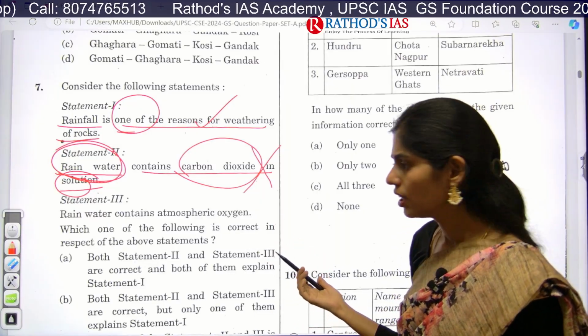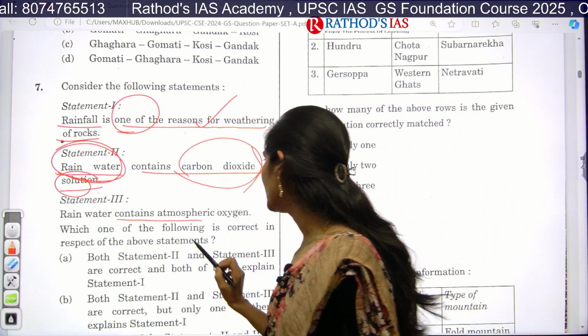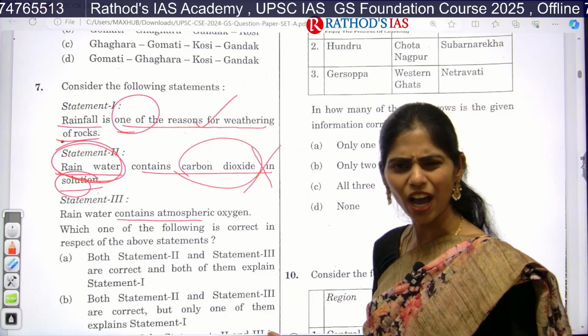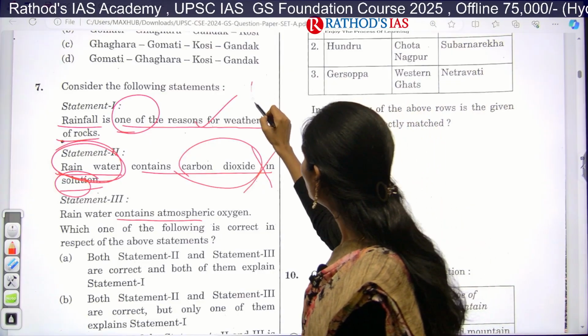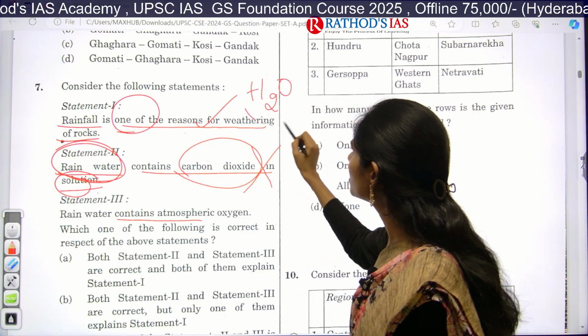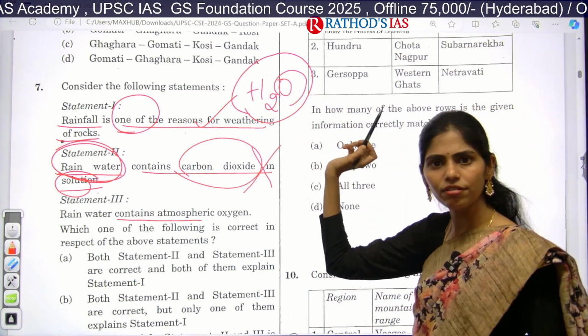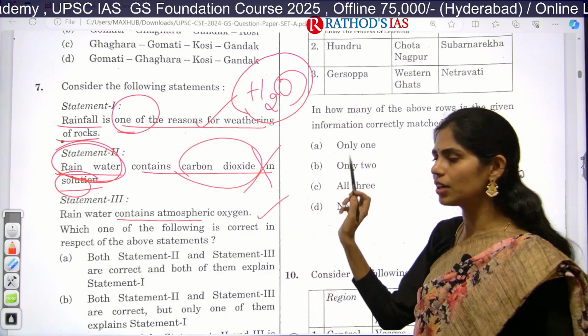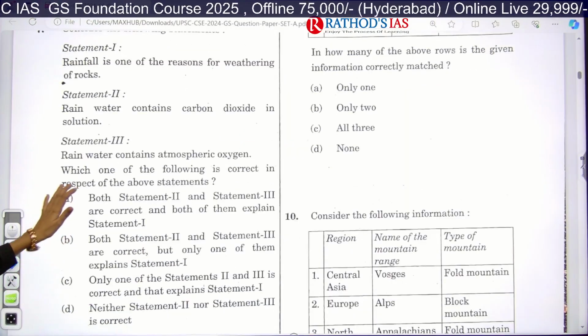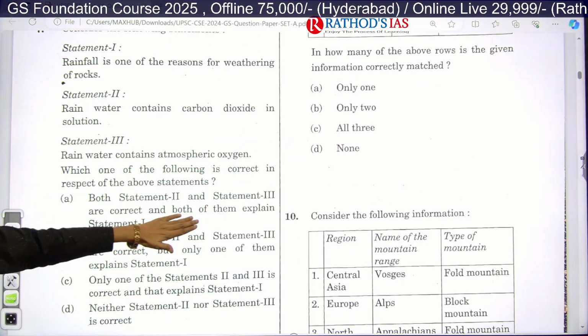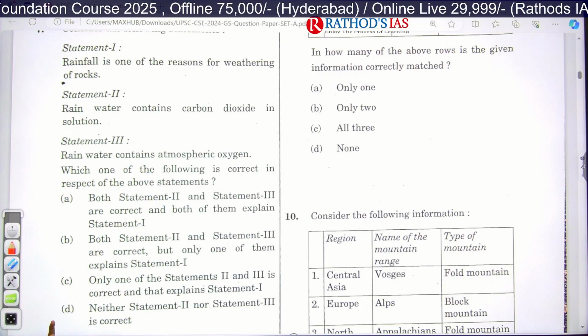It is a logic. And the next one is: rainwater contains atmospheric oxygen. So how can we consider that rainwater is having atmospheric oxygen? Okay, so the formula of water is H2O. It is the molecular formula of water, but we can't say it is having atmospheric oxygen. So if you see the options here, both 2 and 3 are correct. Both of them explain statement 1.